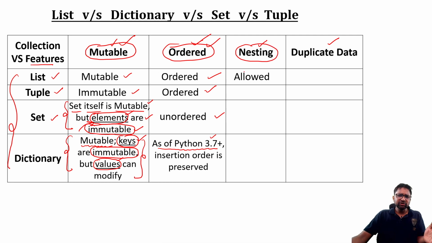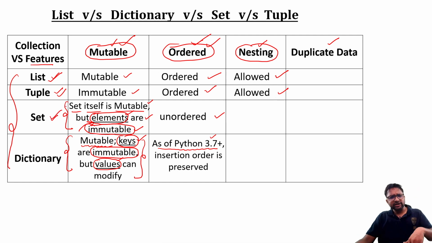Nesting means, can we store a list inside a list, or a tuple inside a tuple, or a set inside a set? In case of list, that is allowed. We can store a list inside a list. What about the tuple? Let me check. Yes, a tuple is also allowed to store a tuple inside a tuple. Actually, I can store a list also inside the tuple. I can store a set also inside the tuple. I can store a dictionary also inside the tuple.